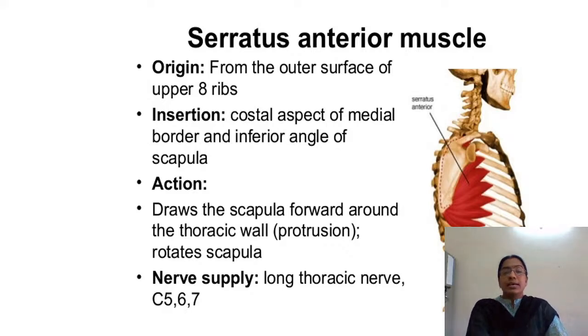Yes. The last muscle is the serratus anterior muscle. The origin of the serratus anterior muscle is from the outer surface of the upper 8 ribs. There are 12 pairs of ribs, one on either side. From the outer surface of the upper 8 ribs, the serratus anterior takes origin, inserting into the medial border of the scapula, on the costal side.